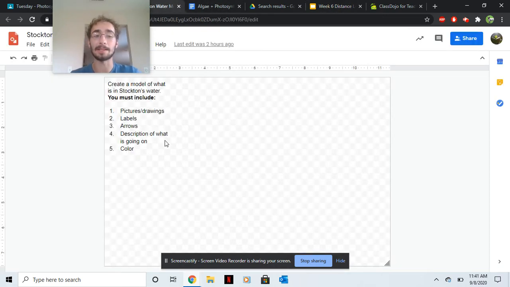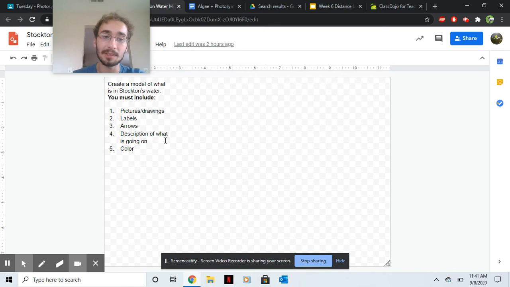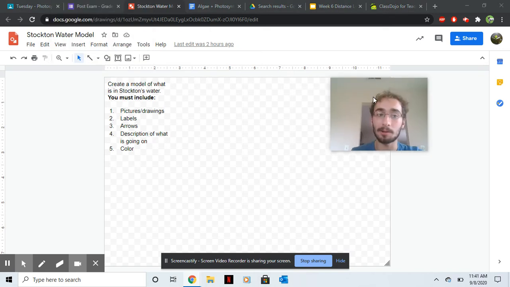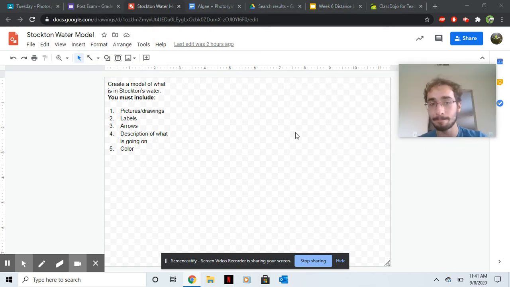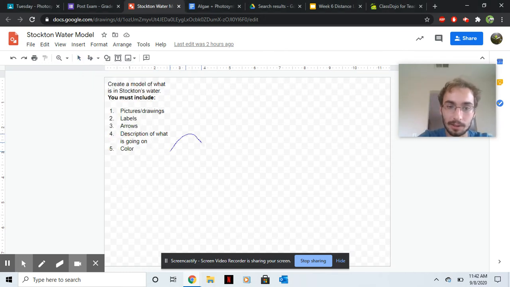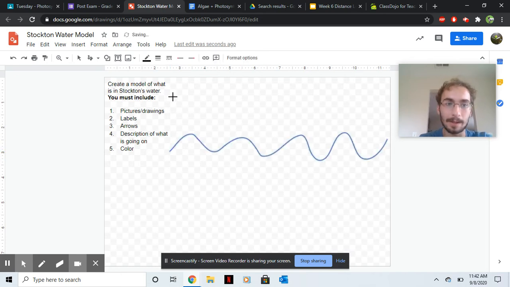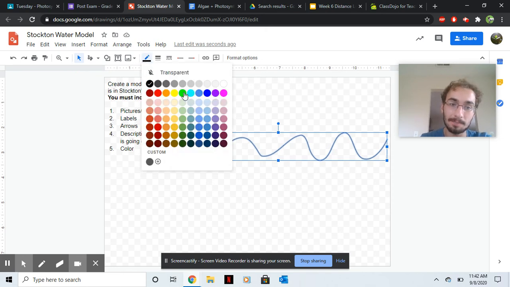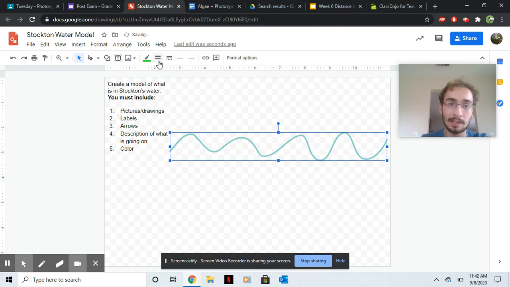And the last part is to make a model. So we have done this before. You're going to be creating a model of what Stockton's water is like. To draw, you go down here and go to scribble. Do like a little water thing. And then go to the arrow to change the color. So here's the drawing, and the colors are right here. You can either choose green or blue. I'll do green, since we just talked about it being green. And then you can change the thickness here if you would like.